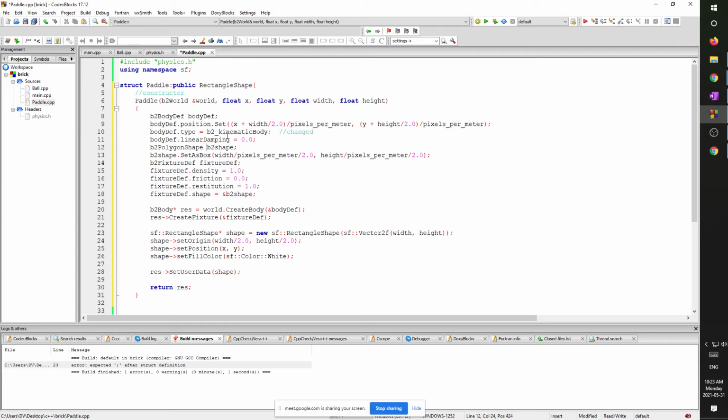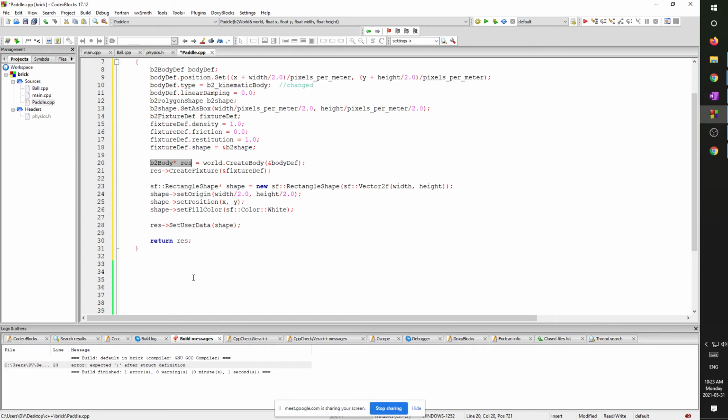We don't have to change any of this stuff. Linear damping's fine. We've got it setting its width and height and density, friction, and restitution. It's giving it a shape. It's here that we need to change. Instead of writing this, res, it was creating a Box2D body right inside the function.